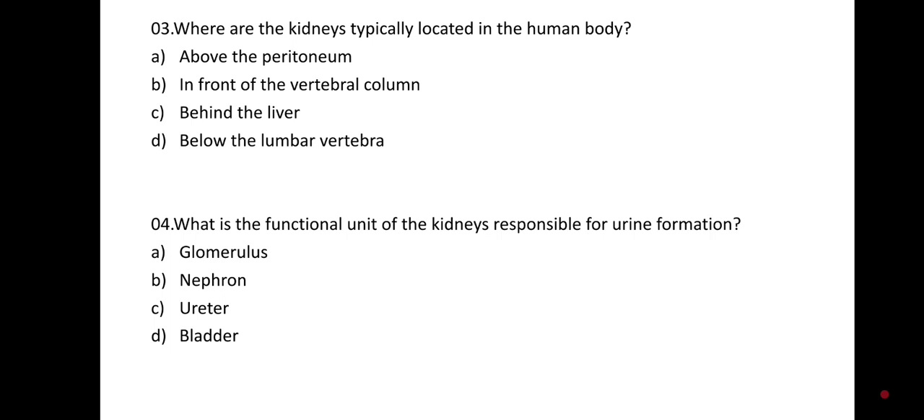The third question is, where are the kidneys typically located in the human body? Above the peritoneum, in front of the vertebral column, behind the liver, below the lumbar vertebra. The correct answer is B, in front of the vertebral column. Fourth question, what is the functional unit of the kidneys responsible for urine formation? The correct answer is B, nephron.